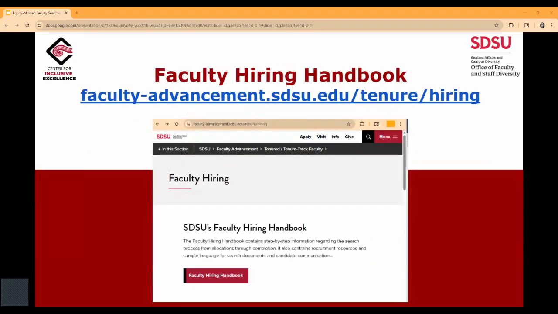When in doubt about any part of the hiring process, consult the Faculty Hiring Handbook. And if you have any questions about the diversity-related policies or search committee training and support, feel free to email Faculty and Staff Diversity. Thank you, and good luck with your recruitment.